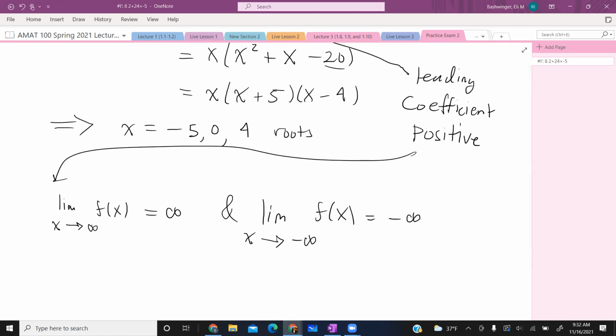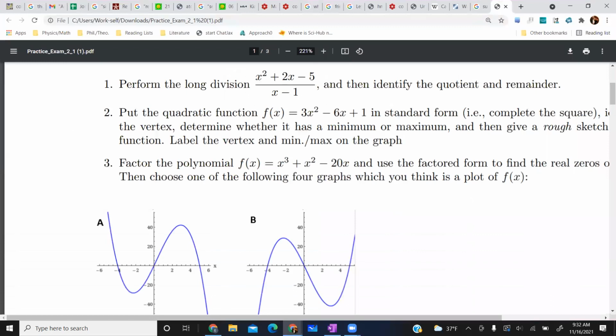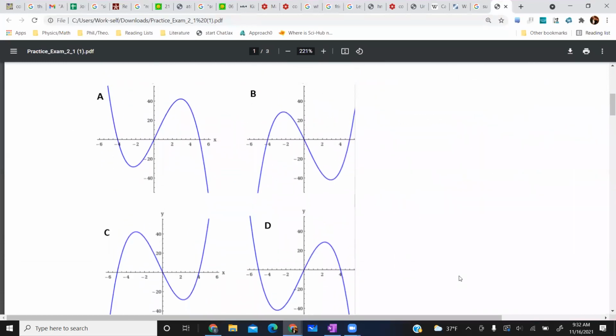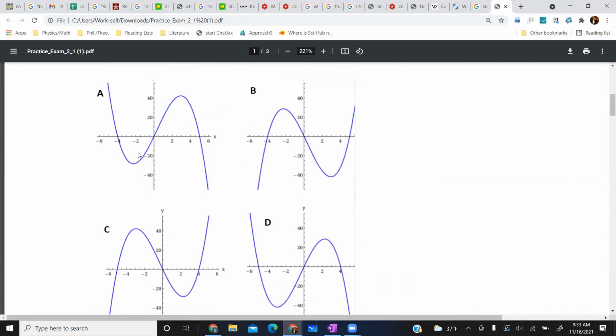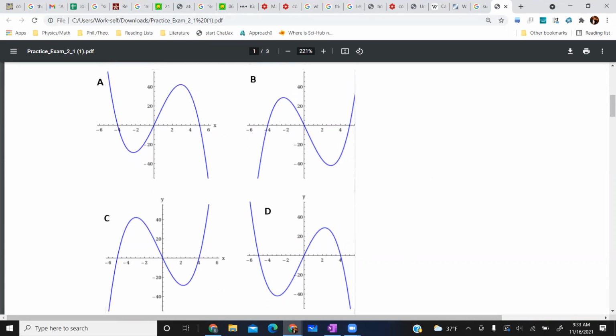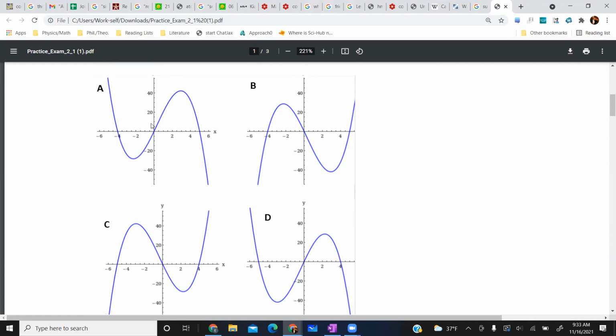So let's look at the plot and, based on this information, try to identify it. We need roots of negative 5, 0, and 4. First of all, let's look at the end behavior, since that will rule out some graphs. For graph A, as x goes to negative infinity, the function goes to positive infinity, and as x goes to positive infinity, the function goes to negative infinity. So that will not be the sort of behavior we need, and the same thing for D.